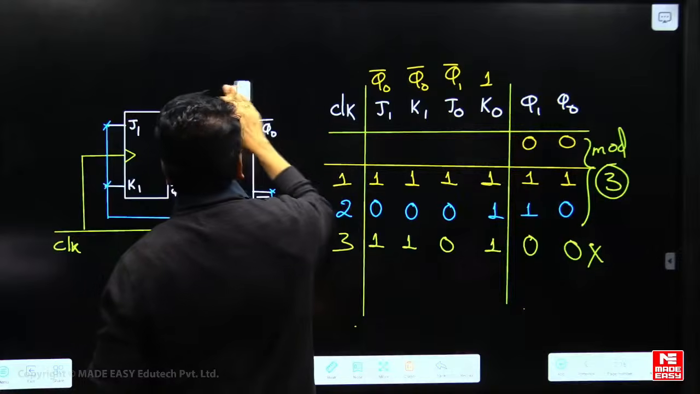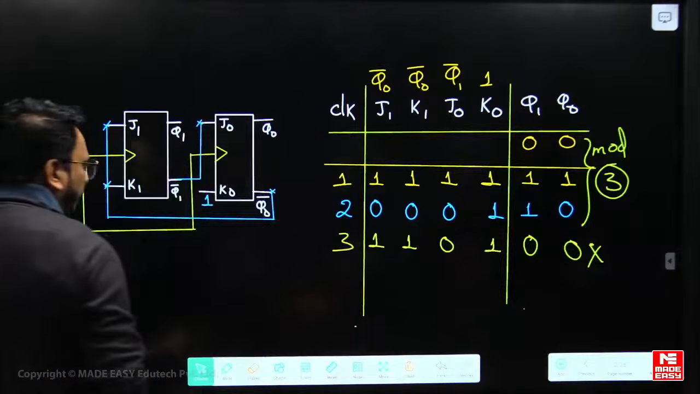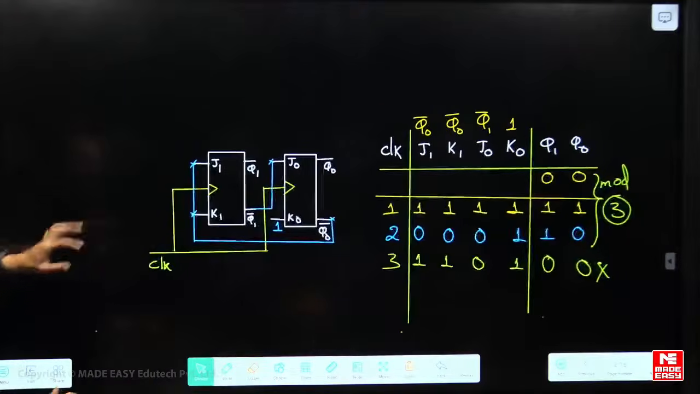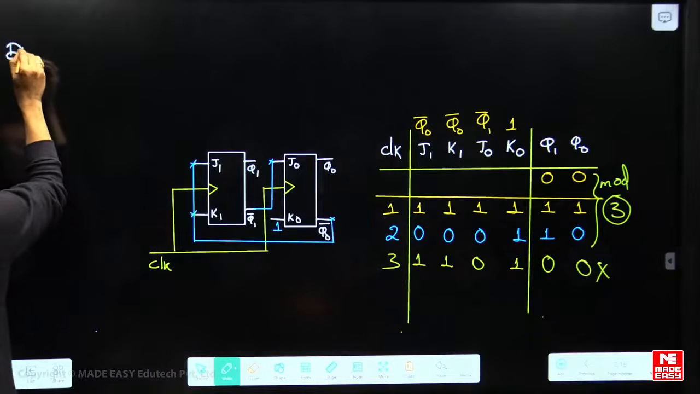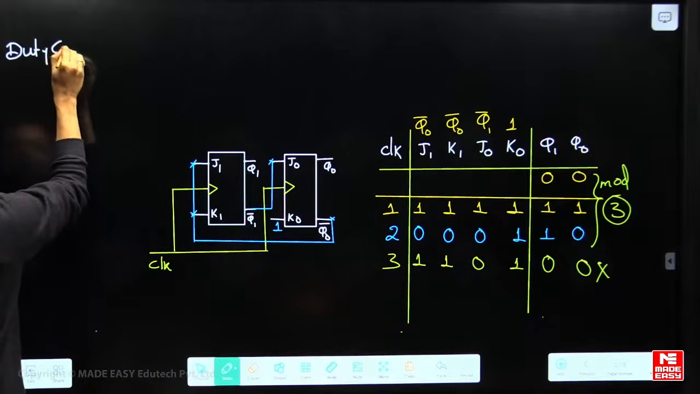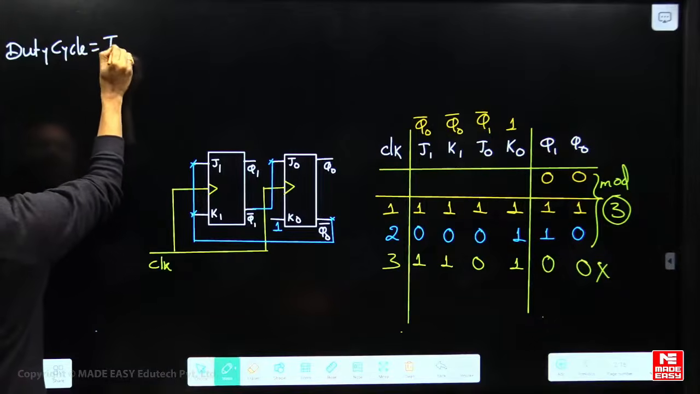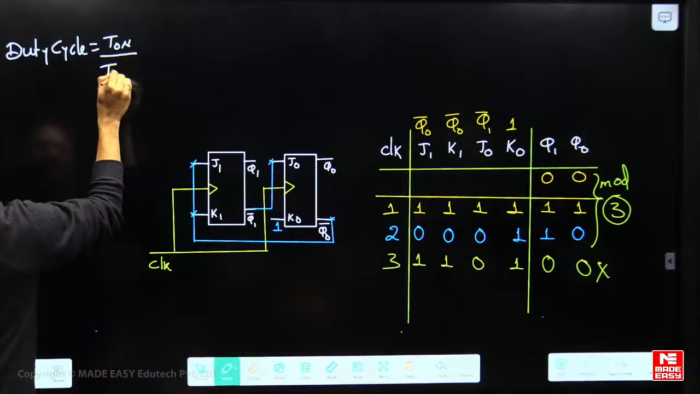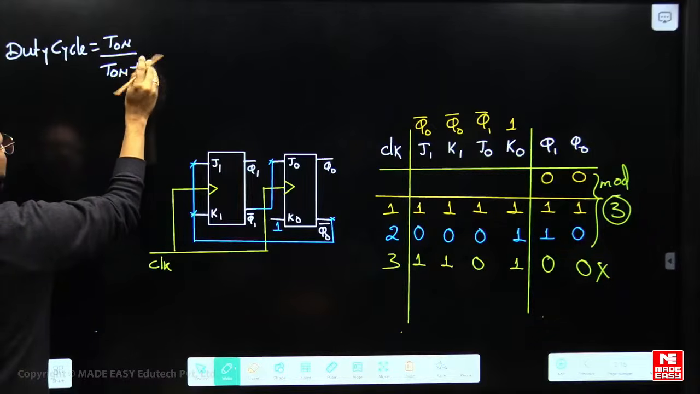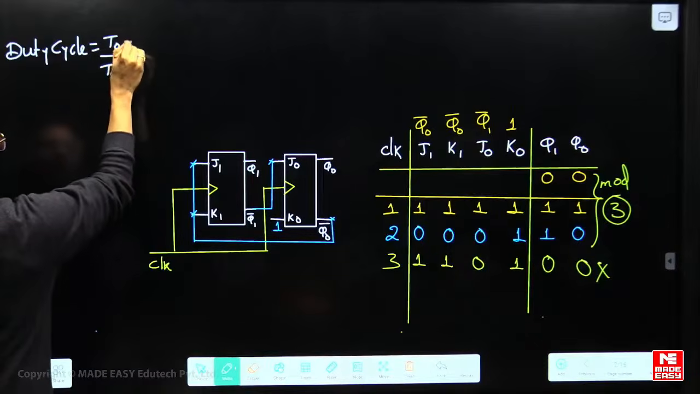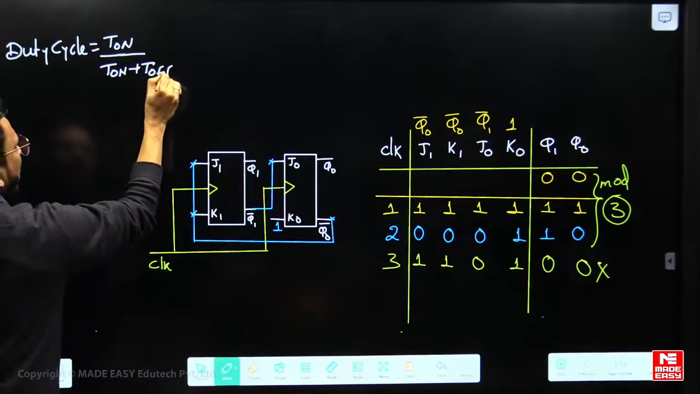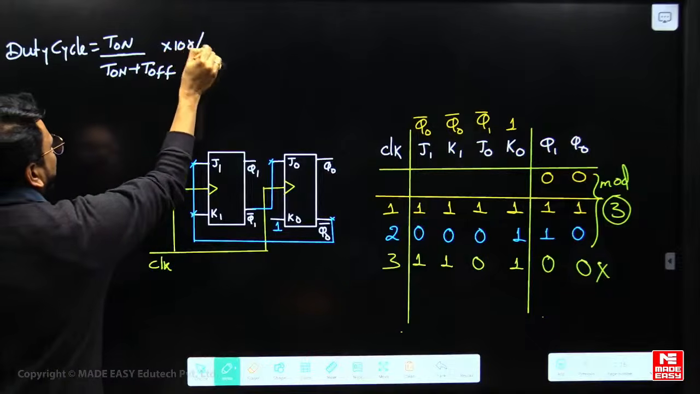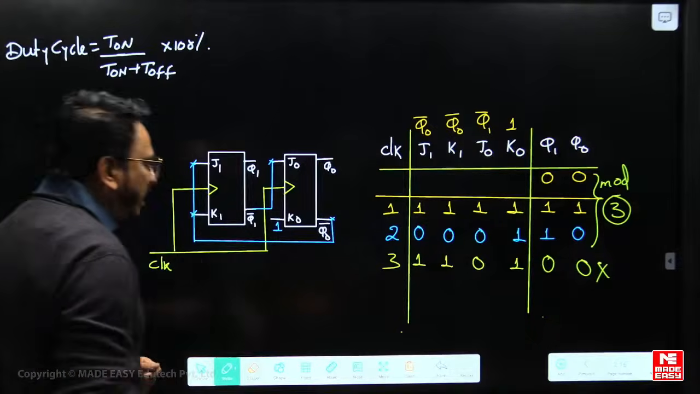Here, if they ask the duty cycle, what is the duty cycle? Duty cycle is nothing but T on by T on plus T off, into 100%. Then here, what is Q0?